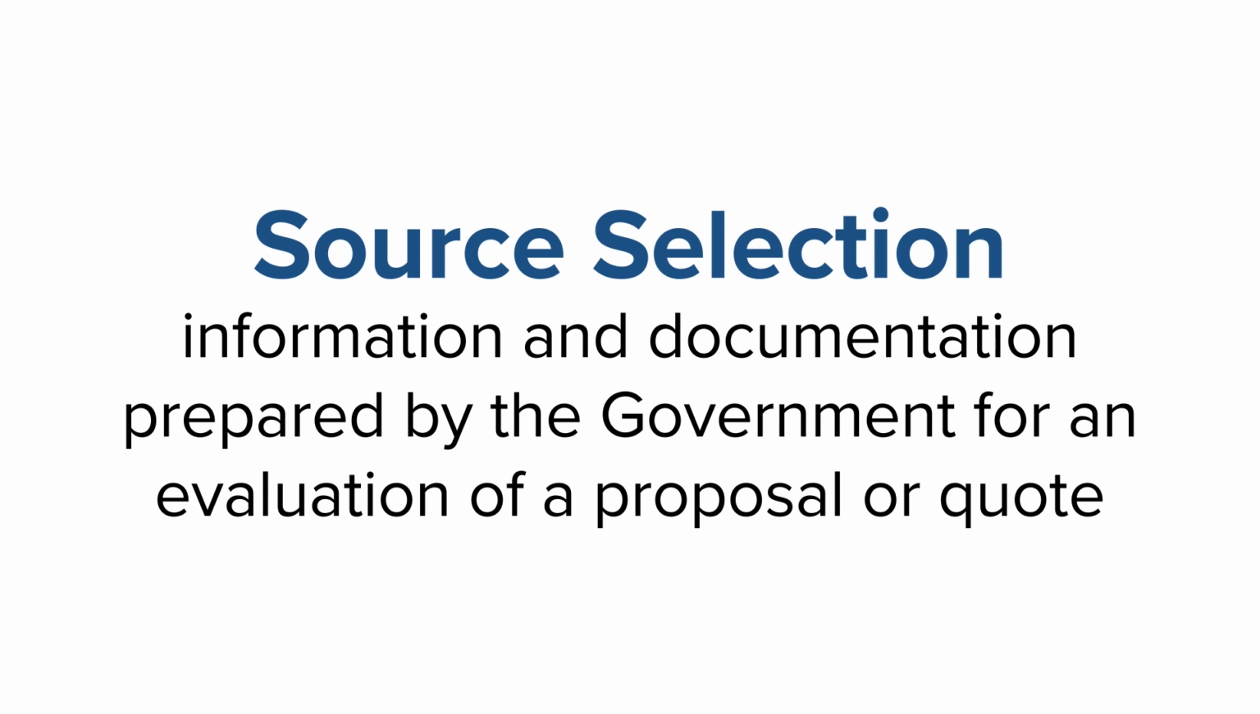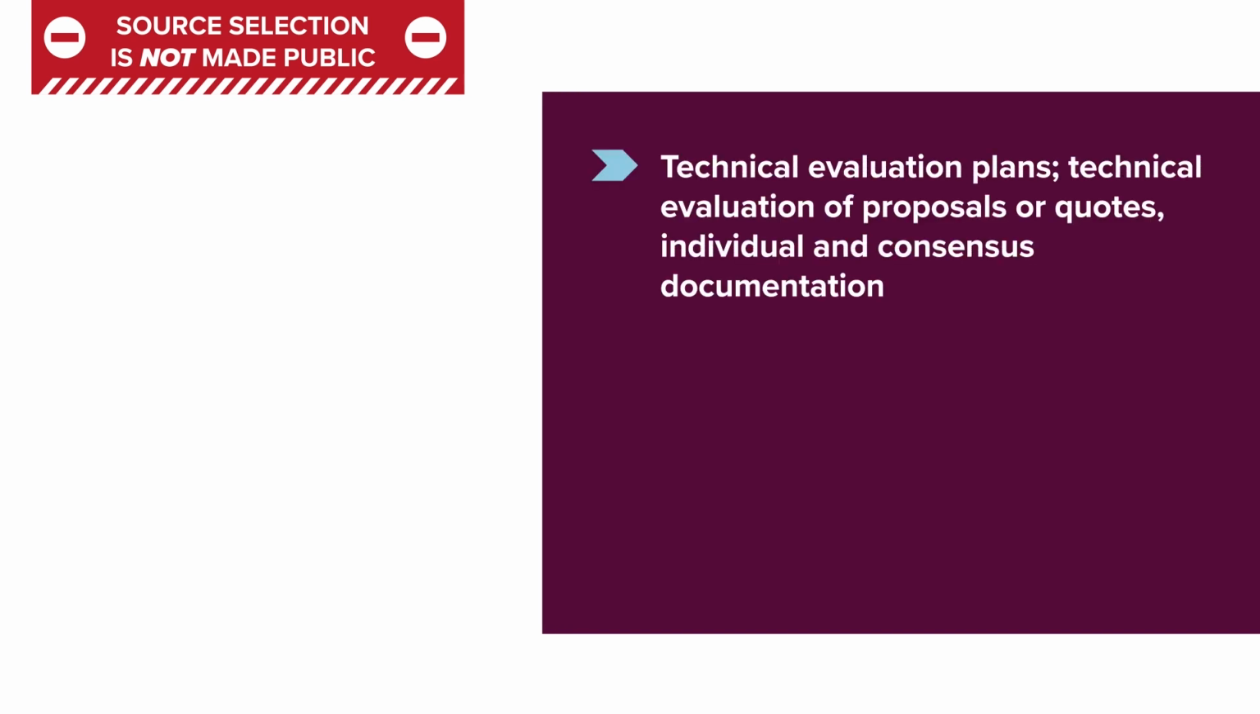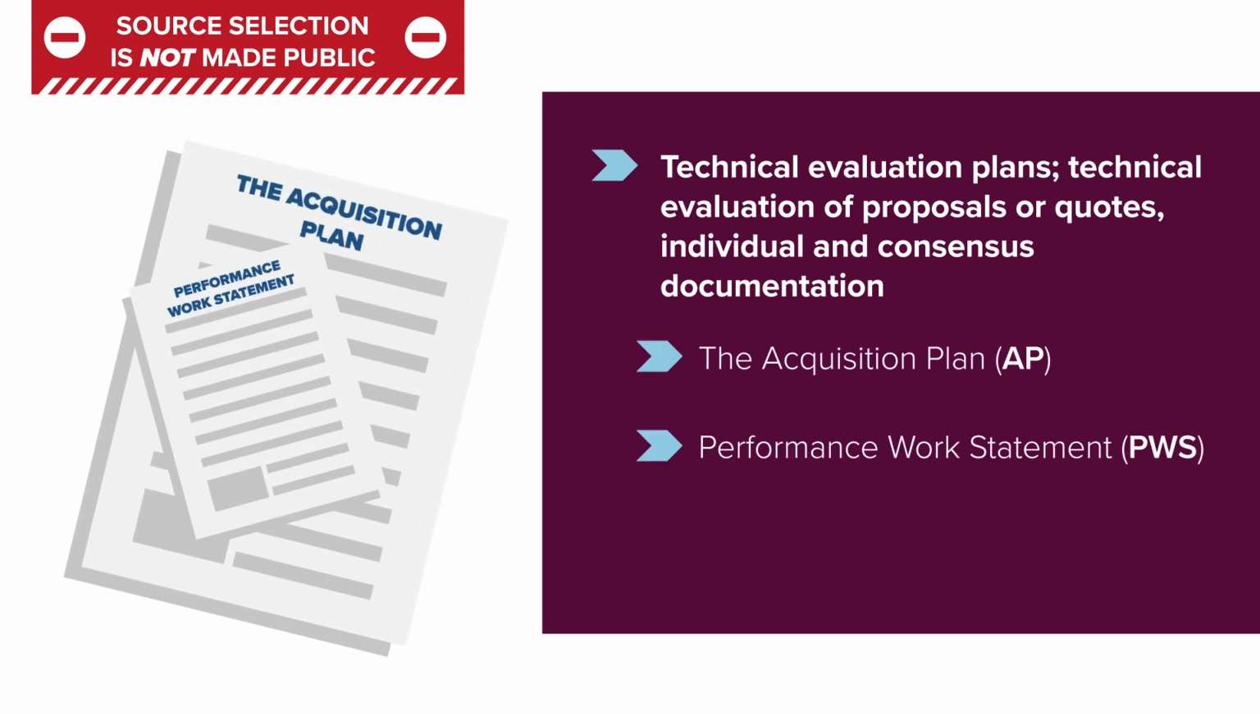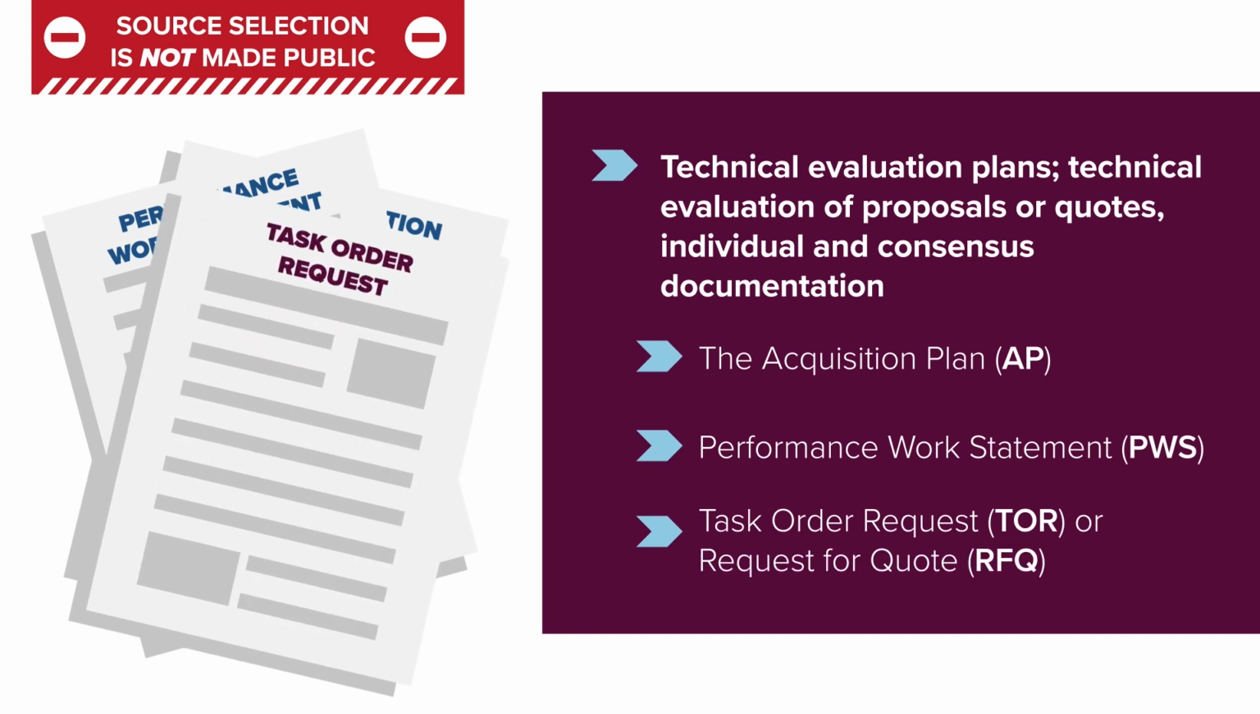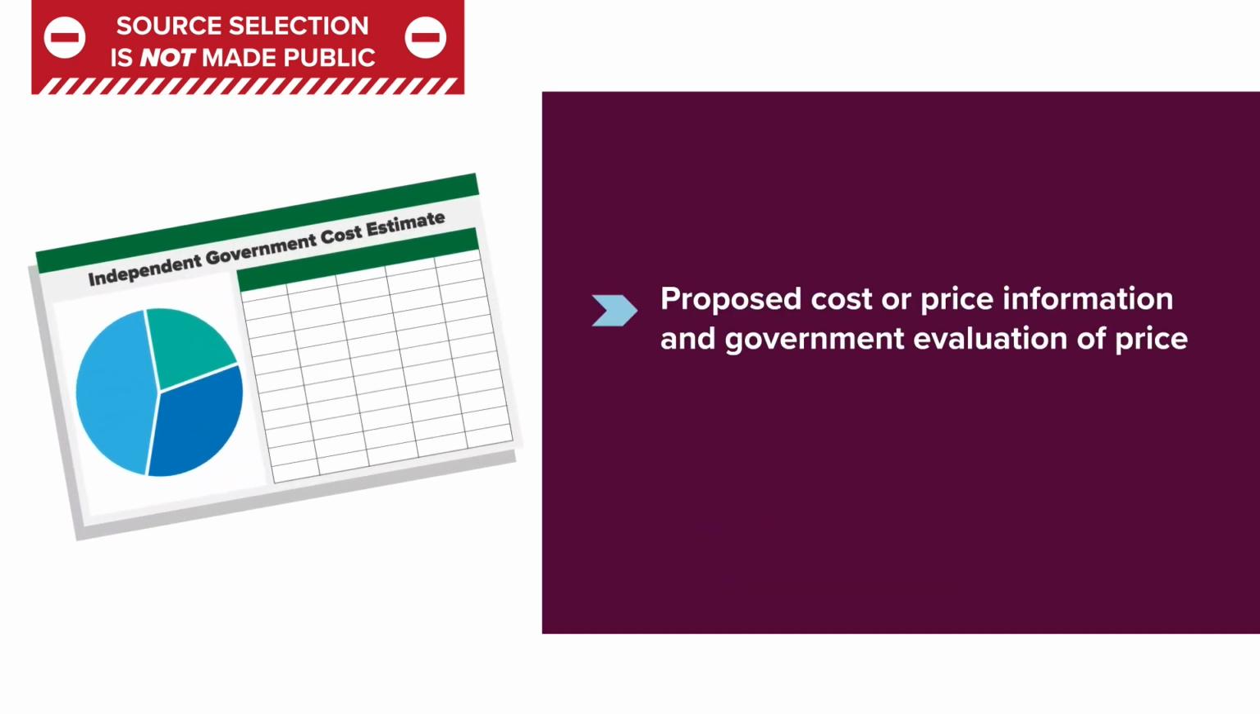Source selection is defined as information and documentation prepared by the government for an evaluation of a proposal or quote. Source selection is not made public and includes technical evaluation plans, technical evaluation of proposals or quotes, individual and consensus documentation. Examples include the acquisition plan, performance work statement or PWS before release, task order request or TOR, or request for quote or RFQ before release, proposed cost or price information and government evaluation of price.